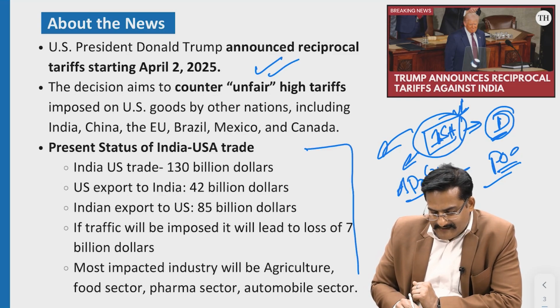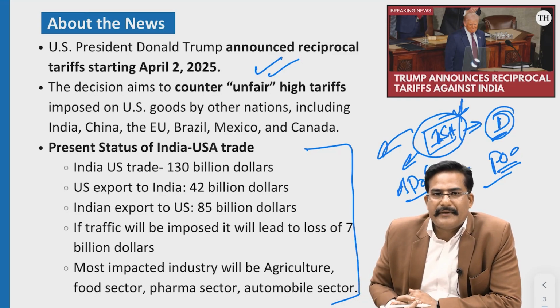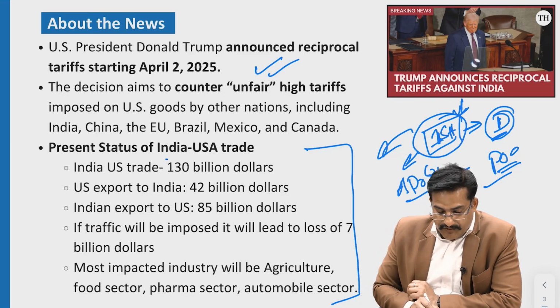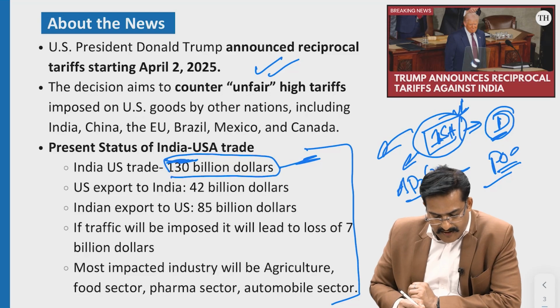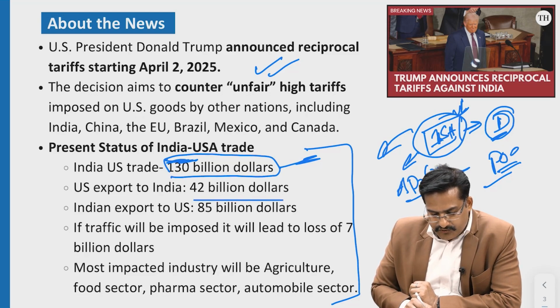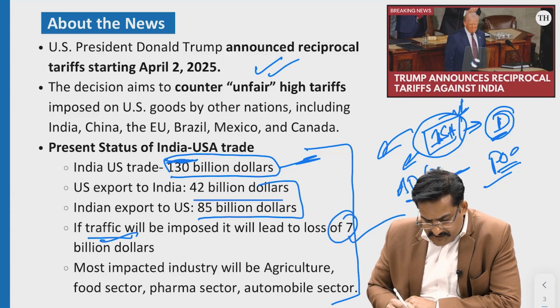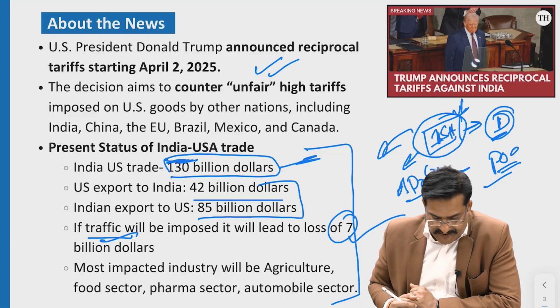It is also logic, good. So first we will discuss how it will impact India, then we will discuss what the overall impact will be and how it can lead to a trade war, right? We will discuss the India-US trade relation. We have a 130 billion trade relation with the US, right? US exports to India are around 42 billion, and Indian exports to the US are around $85 billion. If tariffs are imposed, it will lead to a loss of $7 billion to the Indian economy, which will be a huge amount for an emerging country like India, right?